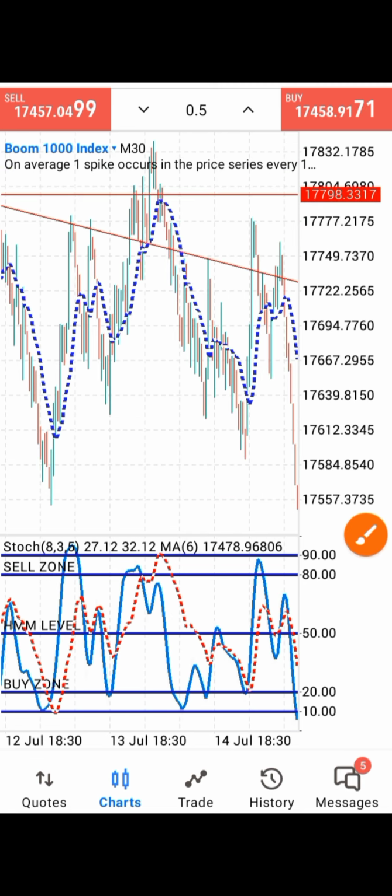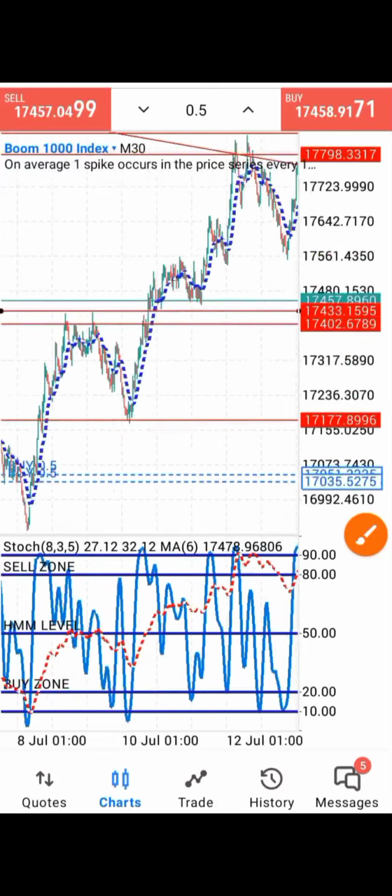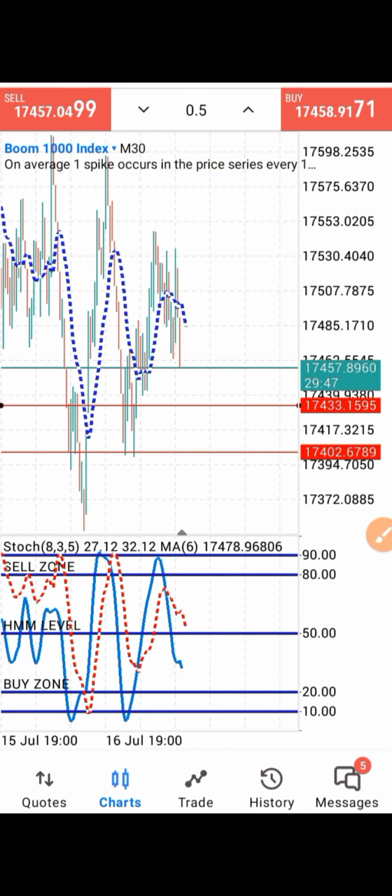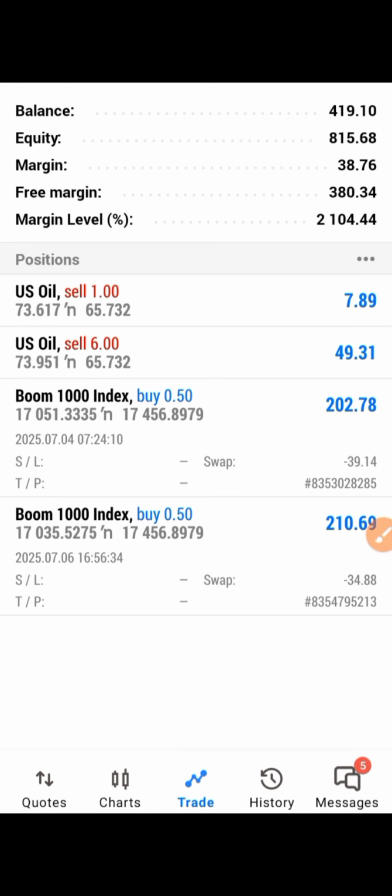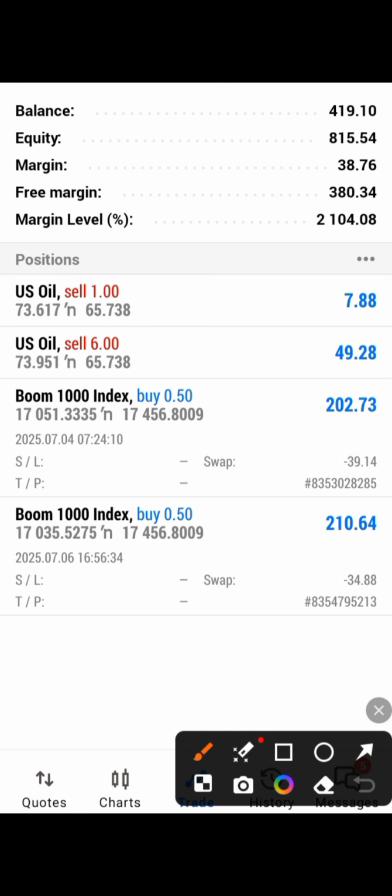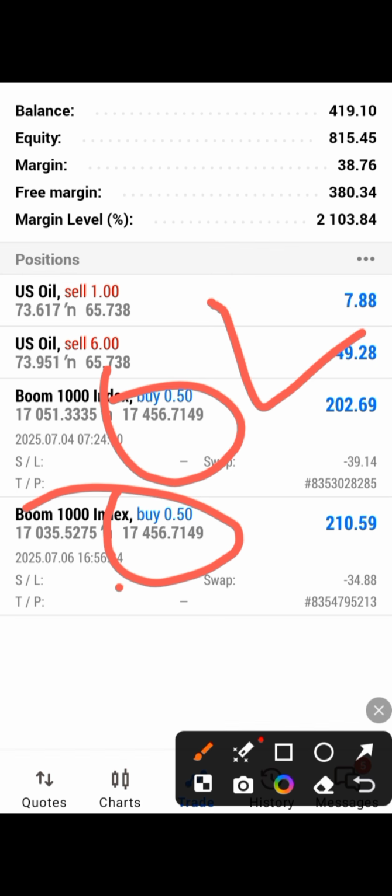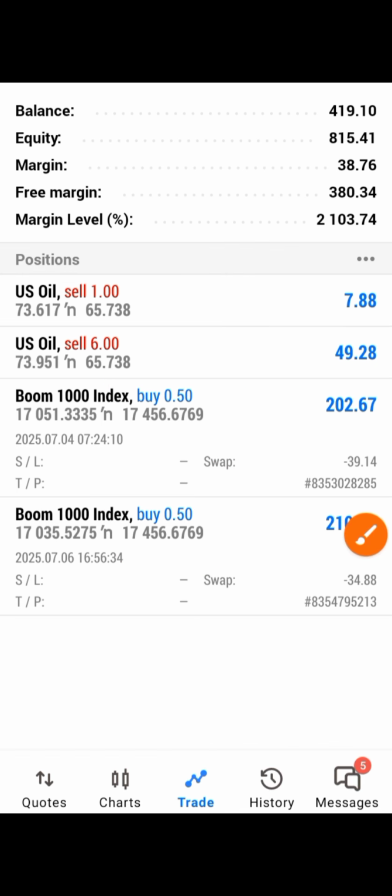So currently the overall trend is downtrend, but we are able to catch a very nice move. In fact, for those that are following us even in the VIP groups, we have over 400 pips trading this Boom 1000 index market now.